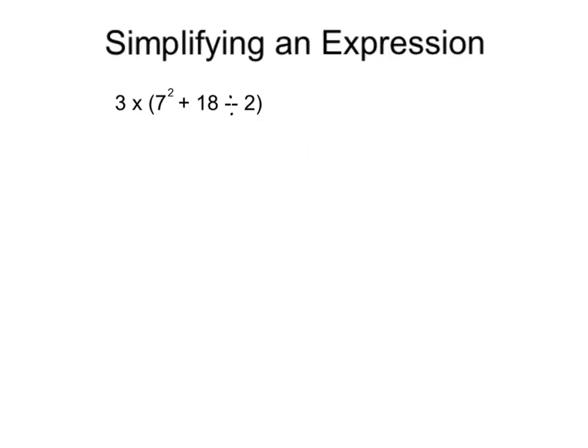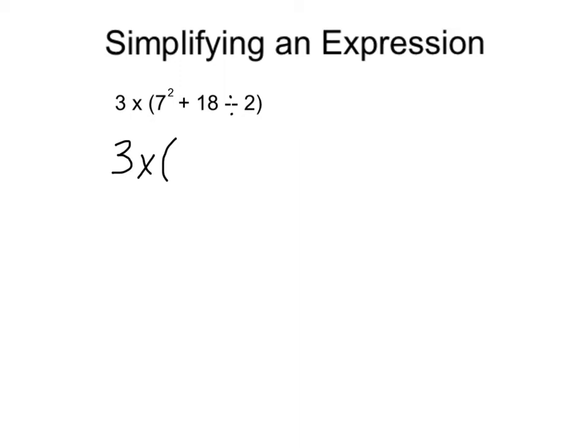Alright, let's try simplifying an expression. So we know from order of operations that we have to do what's inside the parentheses first. So we can't do anything with the 3 yet, or the multiply. So let's look at what's inside our parentheses. Once you're inside the parentheses, you have to follow the other order of operations. So we have to do the exponent before we can do the division or the addition. So 7 squared is like 7 times 7.